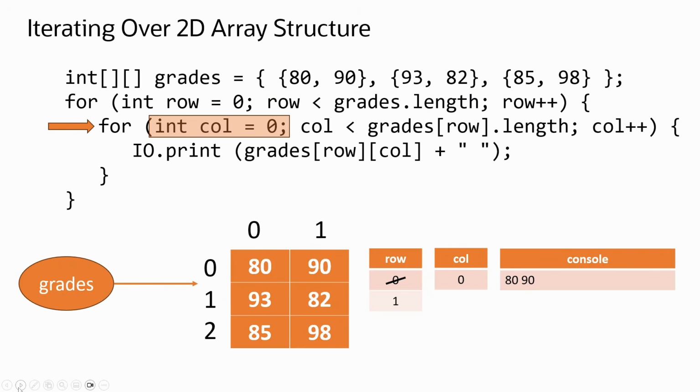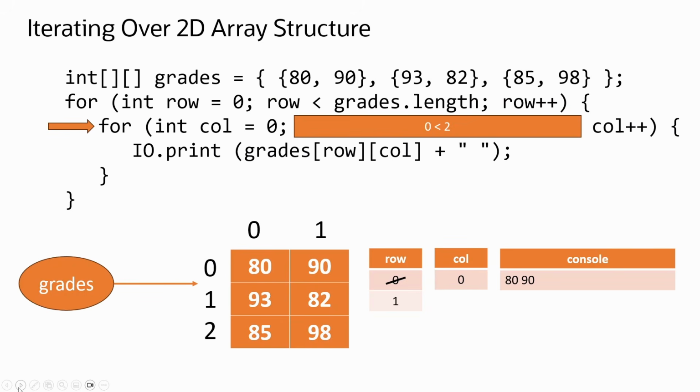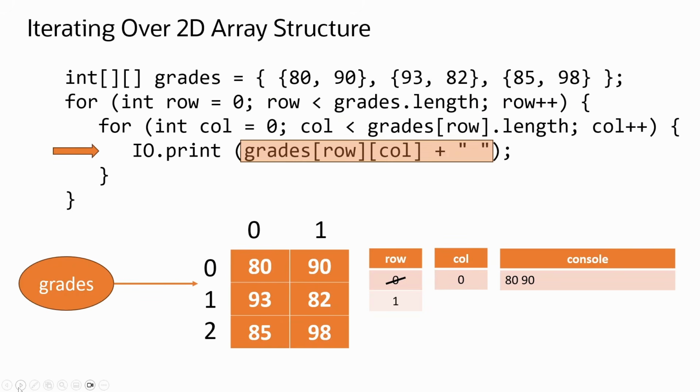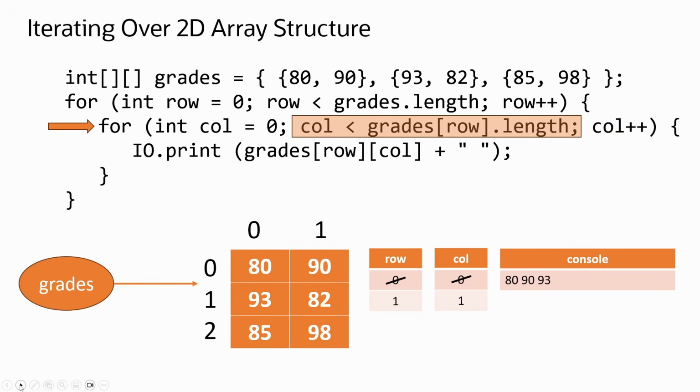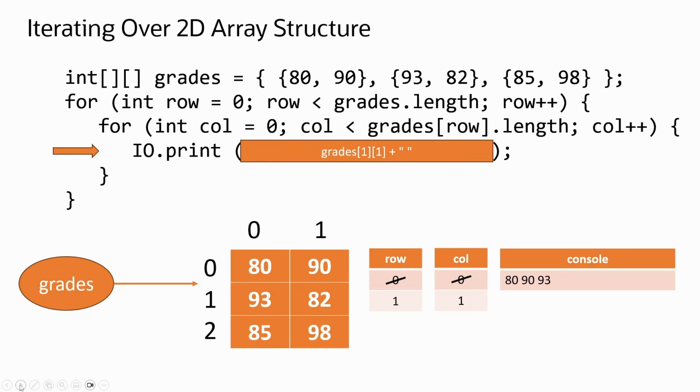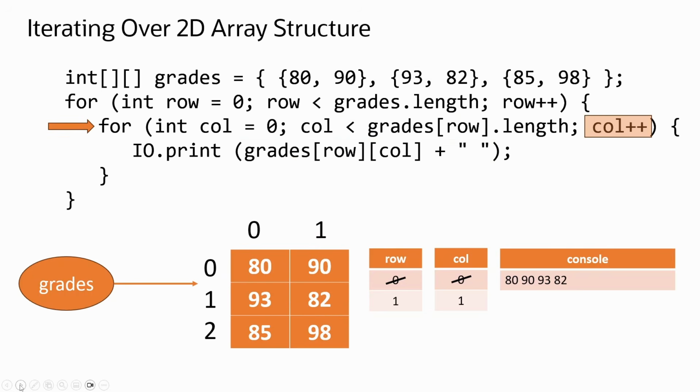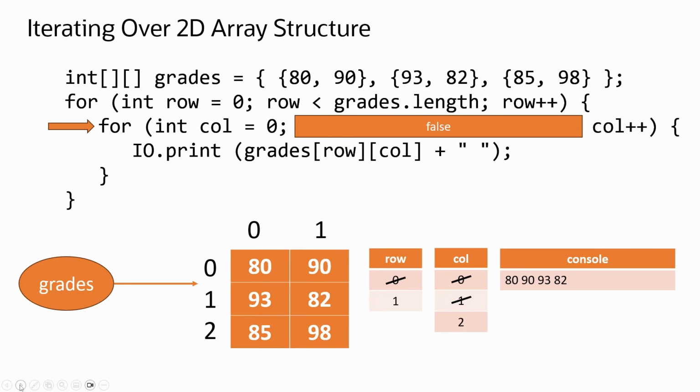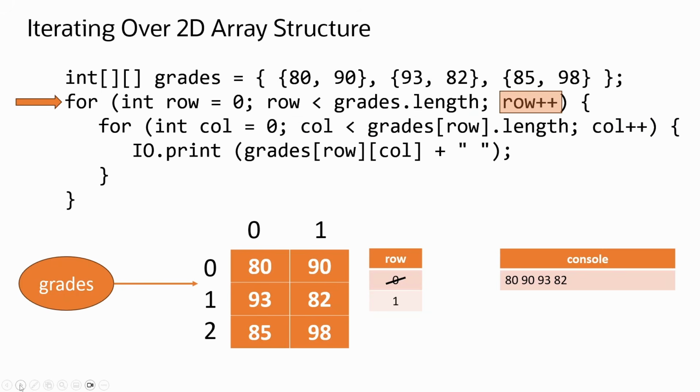It is, and now we create col all over again, and column is equal to 0. We do the check. Is 0 less than 2? It is, and so we are going to access grades at 1, 0, which is 93. Col plus plus, so col goes to 1, and 1 is less than 2, so true, and we're going to get grades at 1, 1, which is 82. Col plus plus, col goes to 2, but 2 is not less than 2, so that's false. Again, col is going to cease to exist, and we're going to increment row.